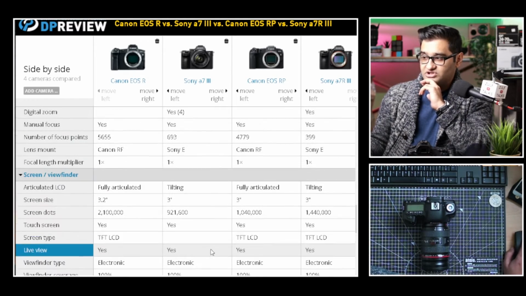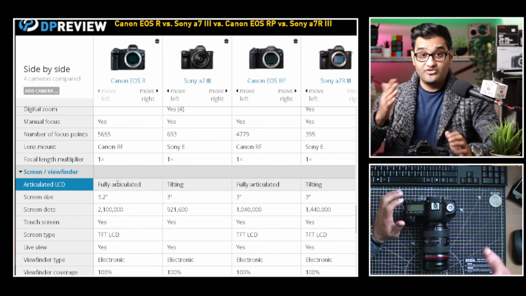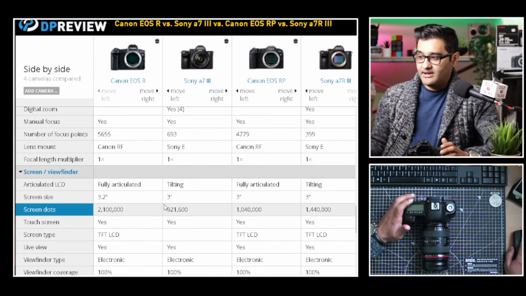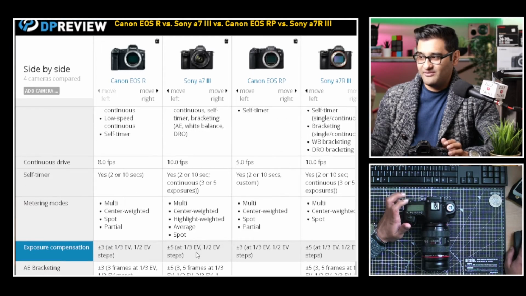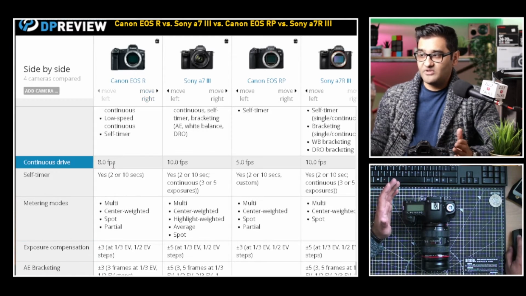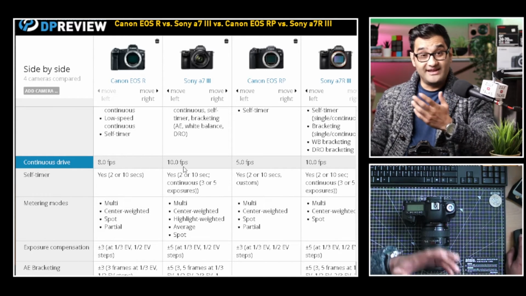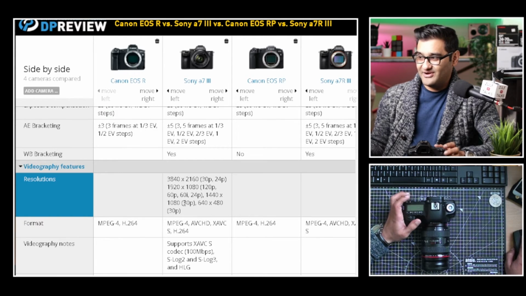In terms of additional details, the EOS R has a fully articulating screen, so if you're vlogging or you want to see yourself, the EOS has that. The A7 is only a tilting screen. Shall we jump straight to video? First, frames. The EOS R can take 8 photos per second continuously, and the A7 III can take 10 photos. Now video wise, I want to jump onto video.